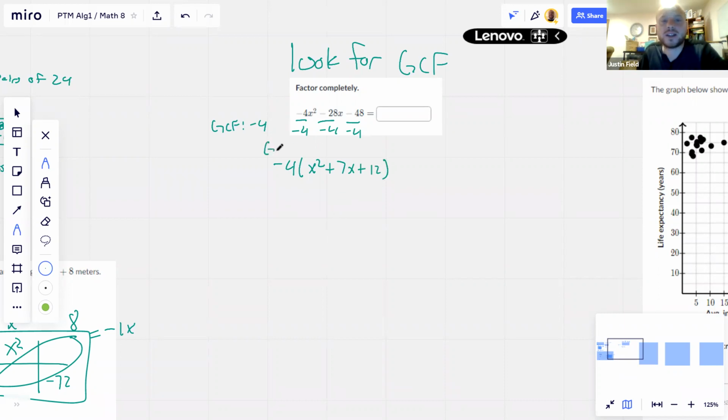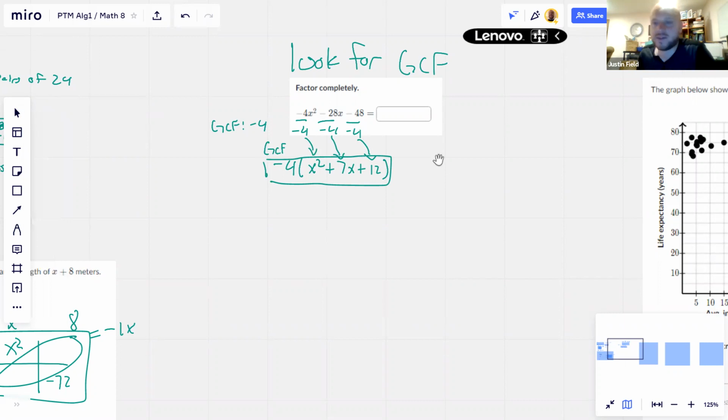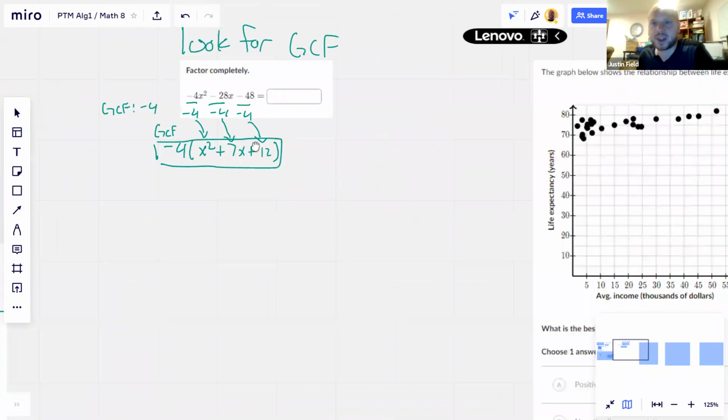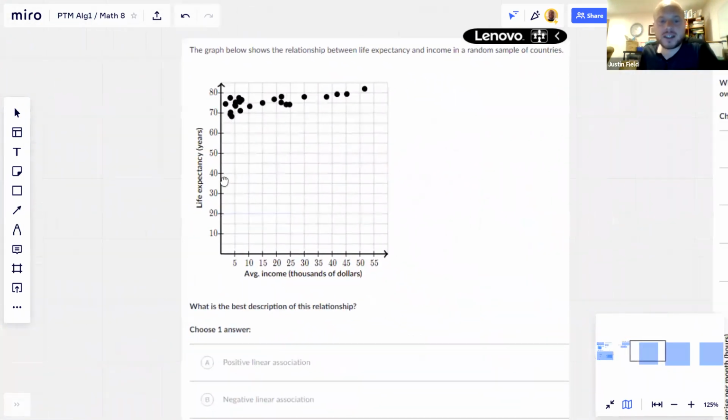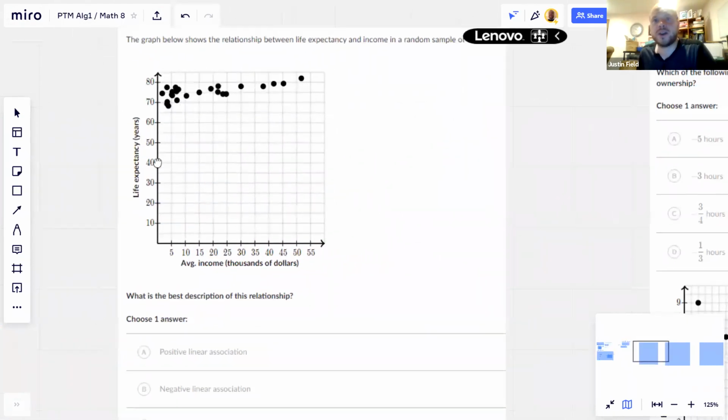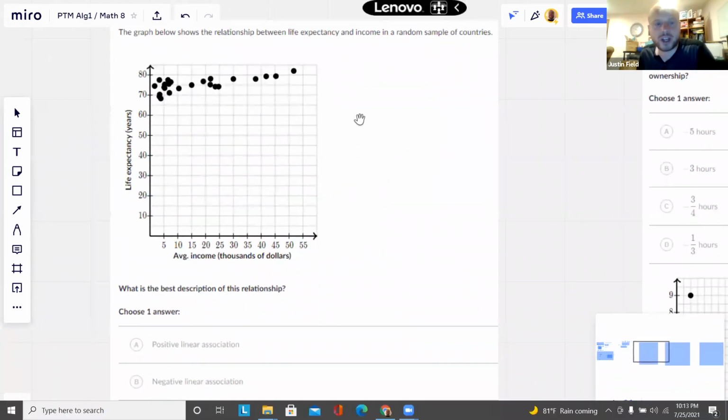So the formula is kind of like this. GCF goes out front. See that? And then I divide each term by the GCF, and that is what I put inside of parentheses. So give it a try. If you can find your GCFs, it will be so beneficial to you. I promise. All right, and then the next assignments are a little bit less strenuous.